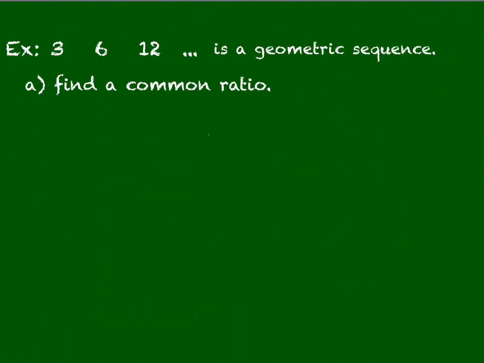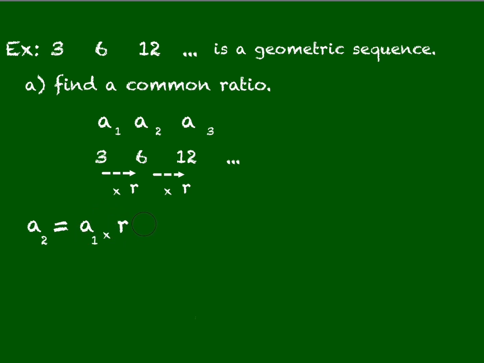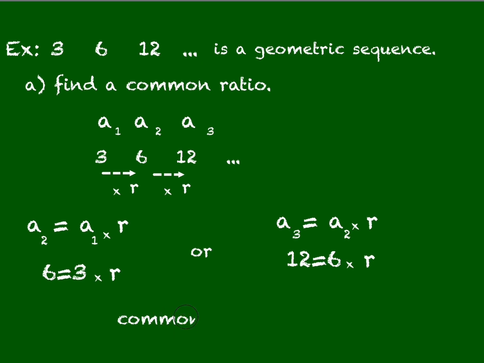Example, consider the geometric sequence 3, 6, and 12. Determine the common ratio. Given the first three terms of the sequence as 3, 6, and 12, you can observe that each term is obtained by multiplying the previous term by the common ratio. This means that a2 equals a1 times the common ratio r. From the other part, we can say that a3 equals a2 times r. By substituting the known numbers into the equation, we can easily determine the common ratio.